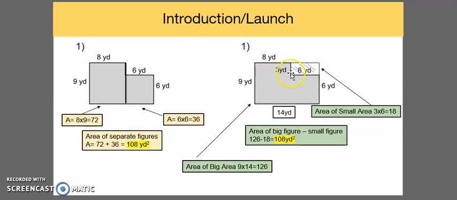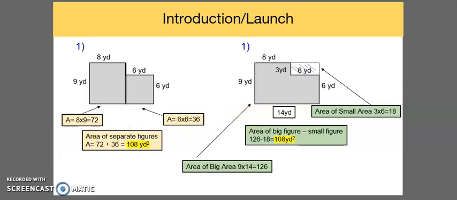So here we have 3 yards by 6 yards. When we multiply that out, that's 18. And when we find the area of the composite figure, we would get 126 minus 18, giving us 108 yards squared. So in both situations, we got the same answer, and there are 2 different ways of getting that answer.